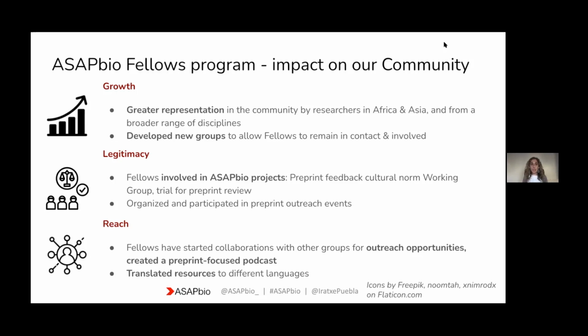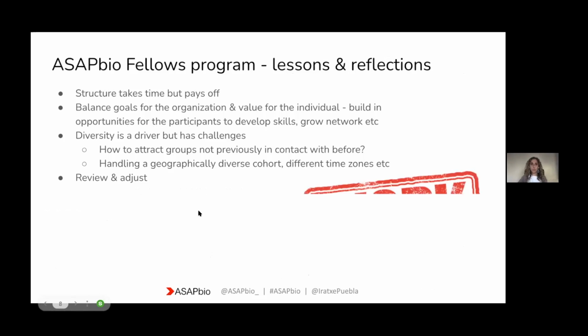Another important element, similar to what Vanessa has said: for us, we're interested in making sure that our resources are visible for different communities, and actually the fellows are volunteering to translate the existing resources, such as infographics, to the languages that they can cover.